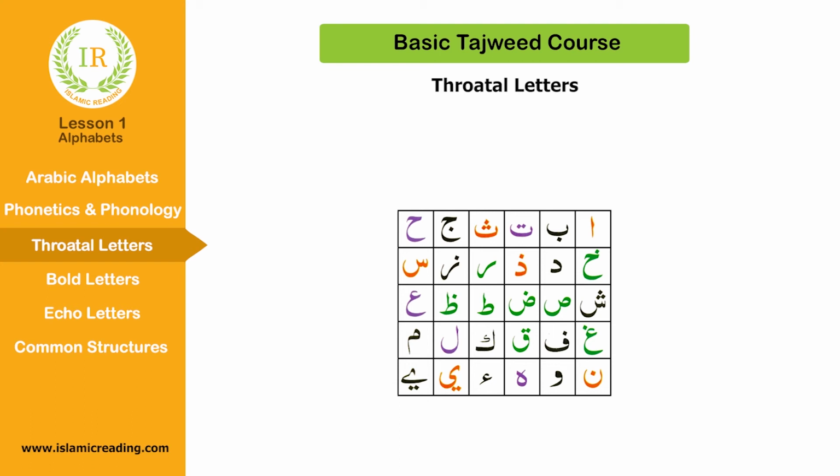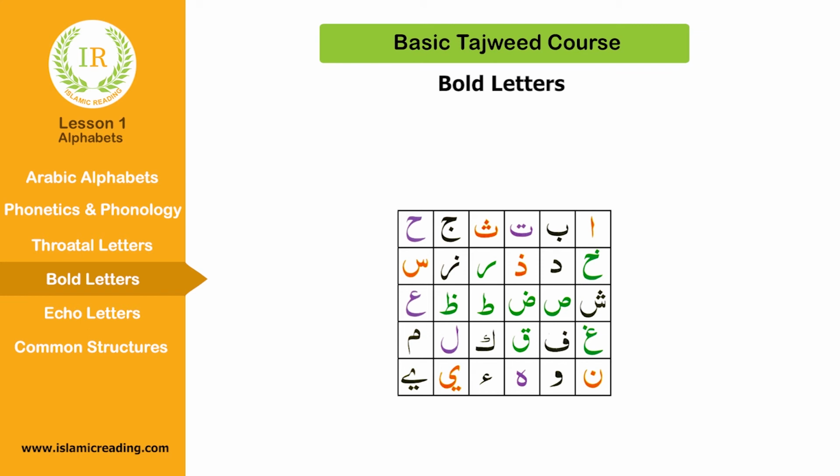The first group is called Throatal Letters or حروف حلقى. These letters are pronounced from the throat, that is why they are called Throatal Letters, or in Arabic, we call them حروف حلقى, and they are 6. Hamza, Ha, Ain, Ha, Ghain, Kha.